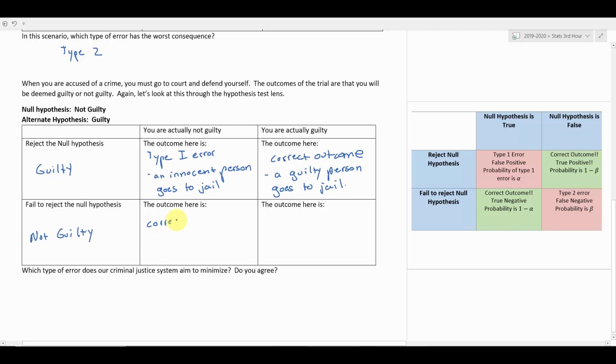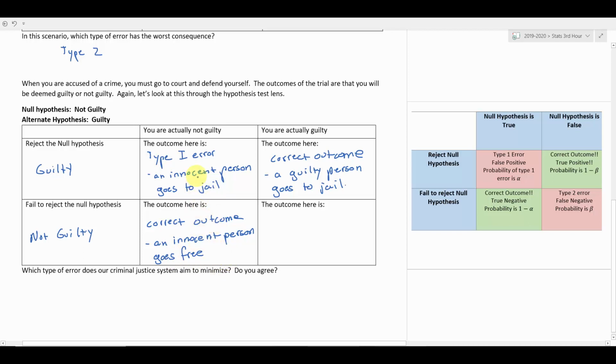Right, the jury decided that you're not guilty. You were actually not guilty, so that's good. Right, so this is a correct outcome. And in this situation, an innocent person goes free. Okay, and that's good. An innocent person should be free.